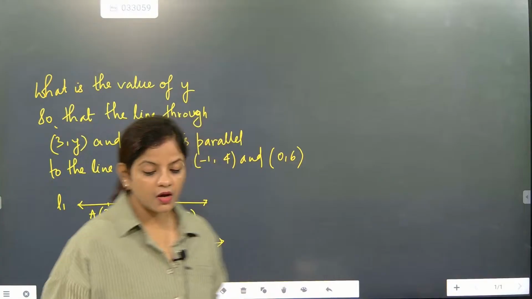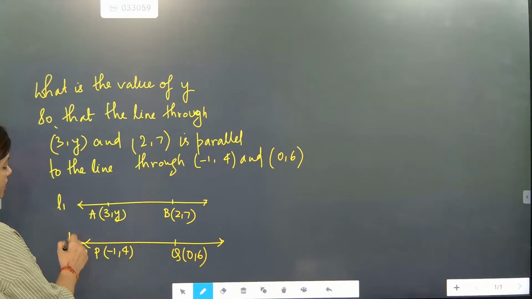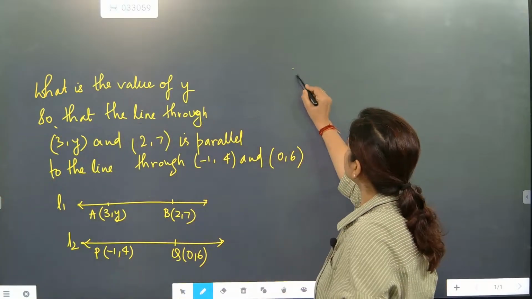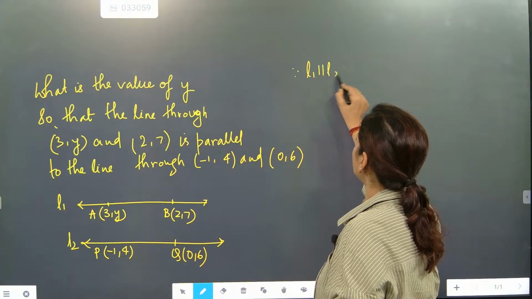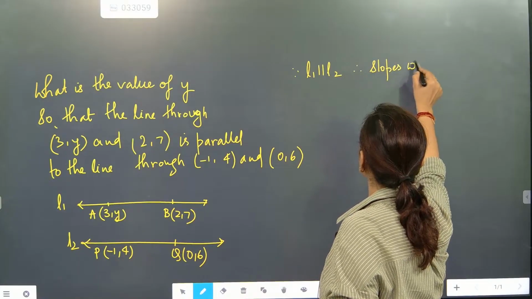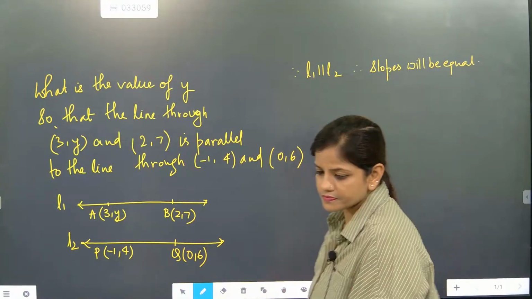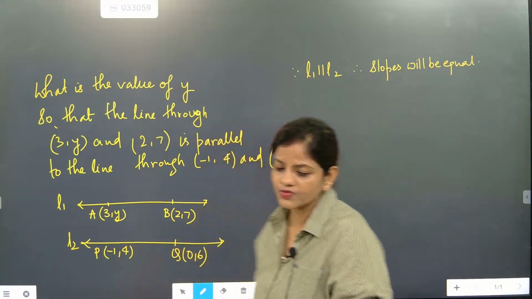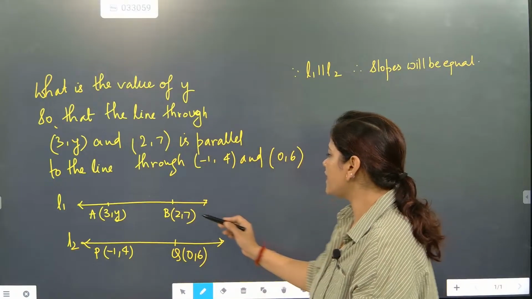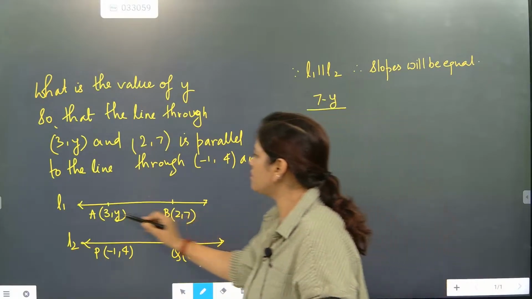Now look here. Because both lines L1 and L2 are parallel, their slopes will be equal. So since L1 is parallel to L2, therefore slopes will be equal. Once lines are parallel, slopes will be equal. Then you write here y2 minus y1, so here it will become 7 minus y by 2 minus 3.